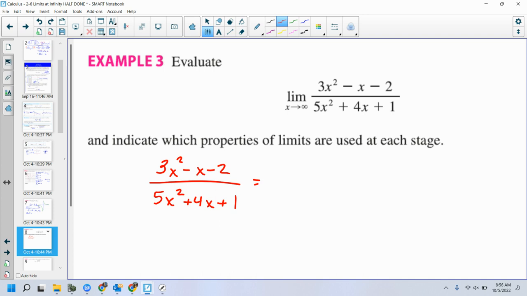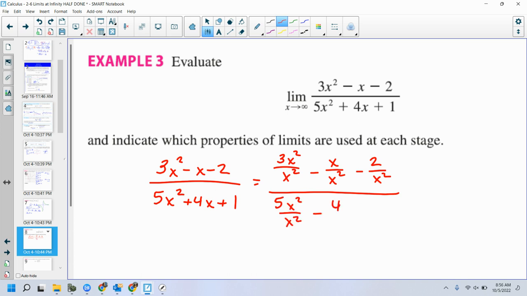Now, can I do that? Sure. I'm basically going to be multiplying the numerator by 1 over x squared and the denominator by 1 over x squared. And if I multiply the numerator and denominator of a fraction by the same thing, I'm essentially just multiplying by 1. So yes, I can do that. That's mathematically okay. So it's going to be 3x squared over x squared minus x over x squared minus 2 over x squared, all divided by 5x squared over x squared minus 4x over x squared plus 1 over x squared.